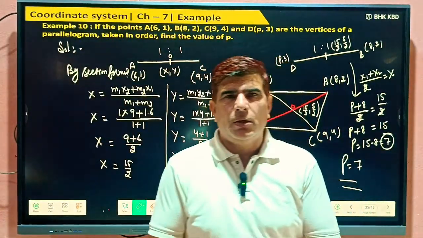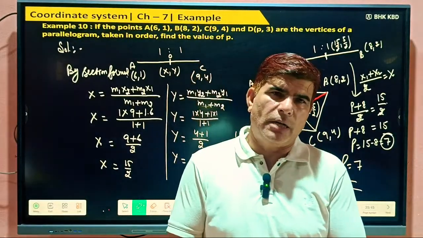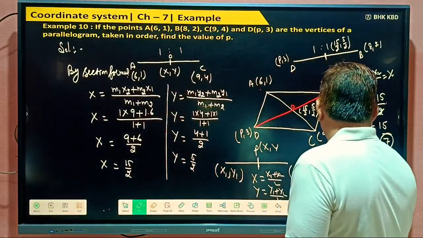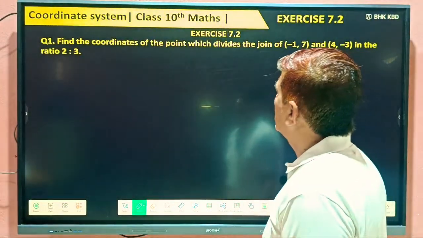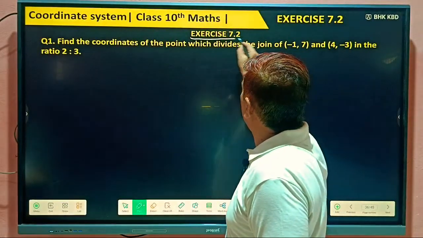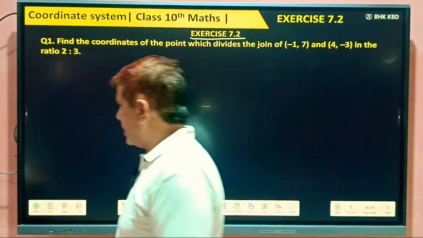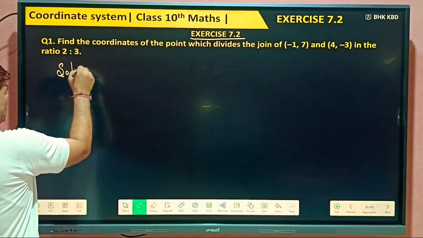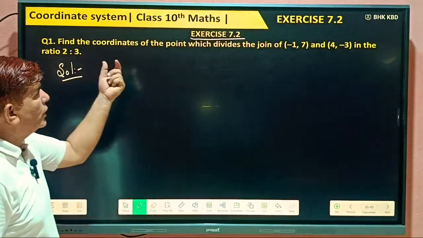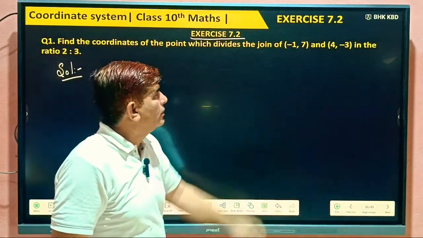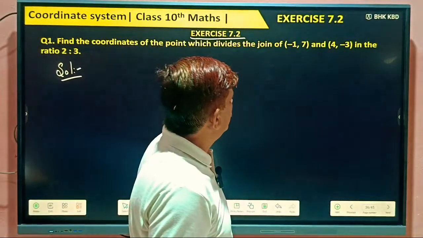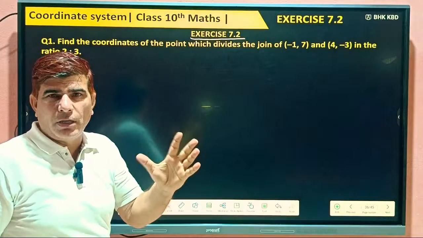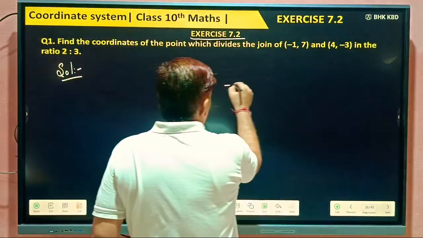The exercise is also the same as the examples, but I will tell you one by one. So starting this exercise, which is exercise 7.2, we will start with question number 1, its solution. First I will read the statement of it. Find the coordinates of a point which divides the join of this and this in this ratio. Understood? Like in the example, we are given like this.